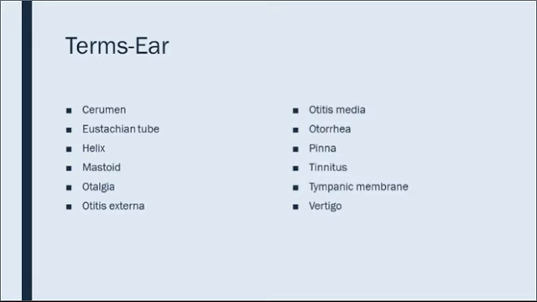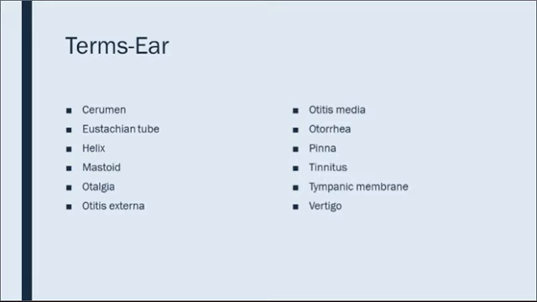Your helix is the superior posterior free rim of the pinna, which I showed you on the slide. Your mastoid is the bony prominence of the skull just behind the ear, which we palpated in the lab. Otalgia is the term for ear pain. Otitis externa is inflammation of the outer ear and ear canal. Otitis media is inflammation of the middle ear and tympanic membrane.